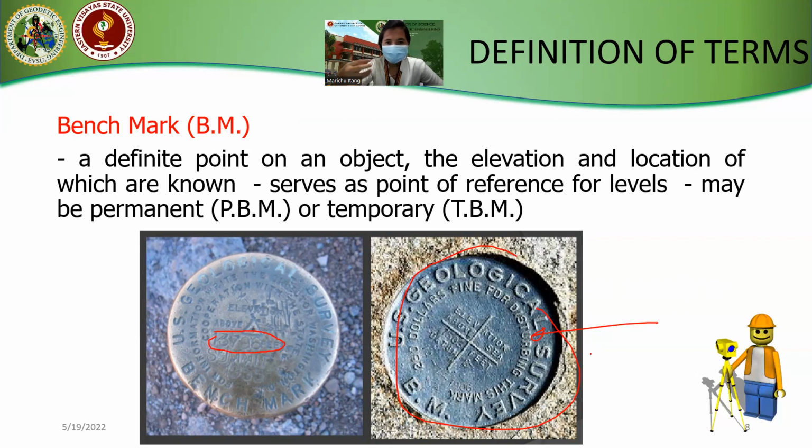So you can assume your own value of benchmark if you don't have the data. Just determine if we want arbitrary, or if our points are just floating, you can just assume. But if you really want to determine the specific elevation with respect to the mean sea level, then you have to look for this kind of benchmark. So you need to look for this benchmark.